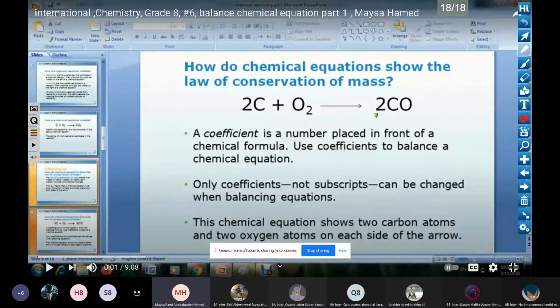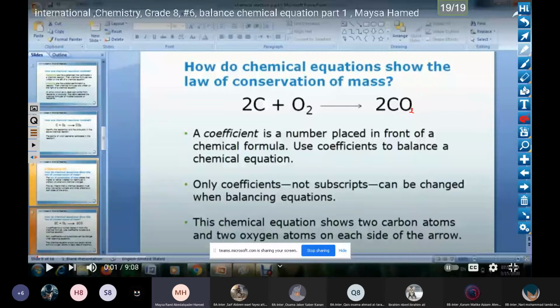Now, I told you that because I have this 2, which is called the coefficient, this 2 is for both carbon and oxygen, which means I have 2 carbon and 2 oxygen, right? Then imagine now, forget about this equation. I give you this one here. You have subscript 2. So how many carbon and how many oxygen atoms? If I have subscript 2, I have to multiply this coefficient with the subscript. That will tell me I have 4 oxygen atoms instead of 2.